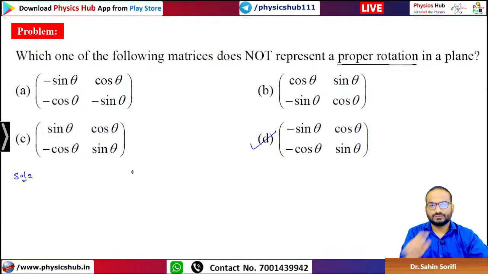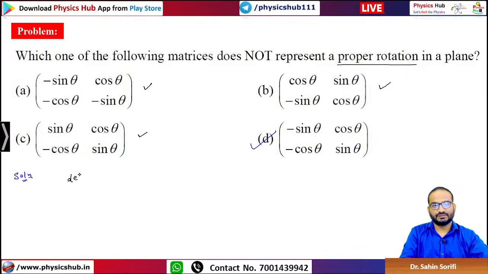So whichever determinant will give you 1, that will correspond to the rotation matrix. Now for option A, you see sin square theta plus cos square theta, that is 1. So this is satisfying. This is cos theta plus sin theta, this is 1, this is also 1, but this is minus 1. So this represents reflection, not rotation.